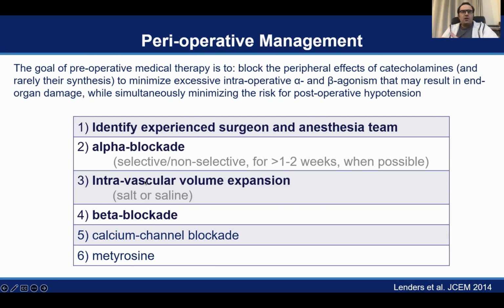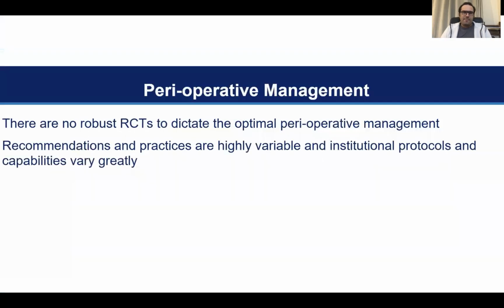Because catecholamines have a natriuresis effect, that's why the patient should be given IV normal saline and also given salt preoperatively. When needed, we can also add a beta blocker in the patients, and in some cases also a calcium channel blocker for blood pressure management. For perioperative management, there is no robust randomized controlled trial to dictate the optimal approach.